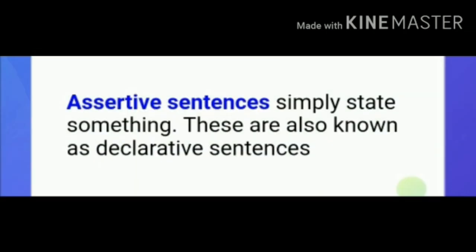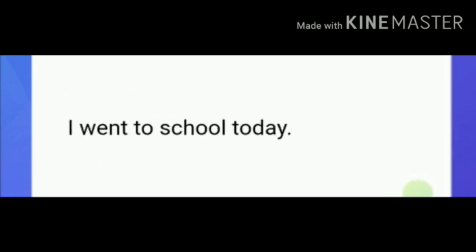Now let us revise all the four types of sentences. As we read earlier, declarative sentences are also known as assertive sentences. Assertive sentences simply state something. They are just simple sentences. They are also known as declarative sentences. For example, I went to school today.